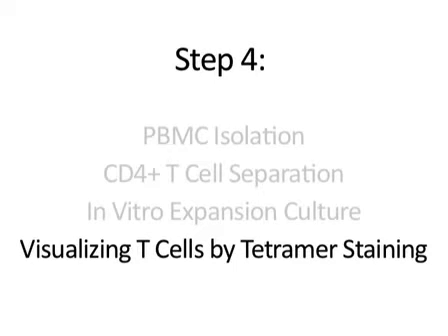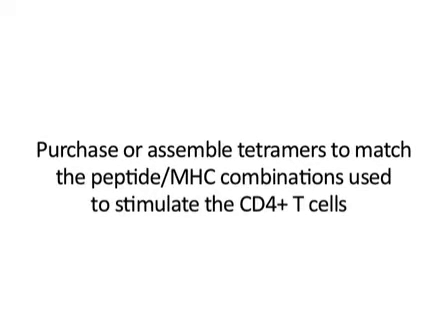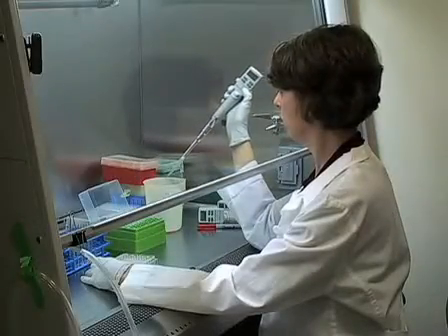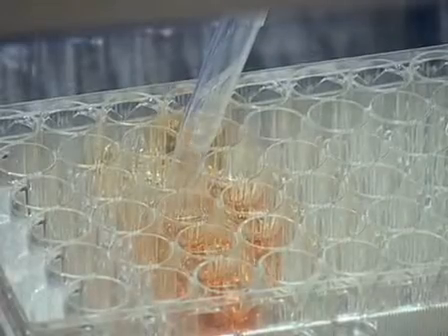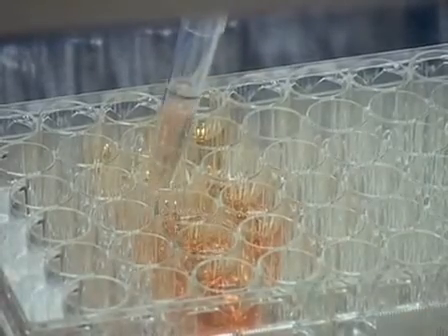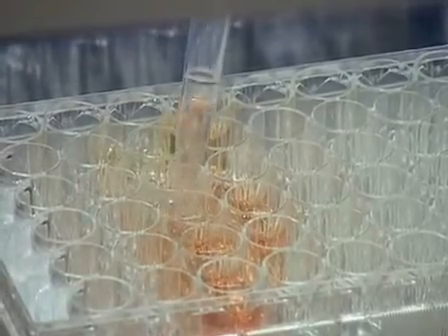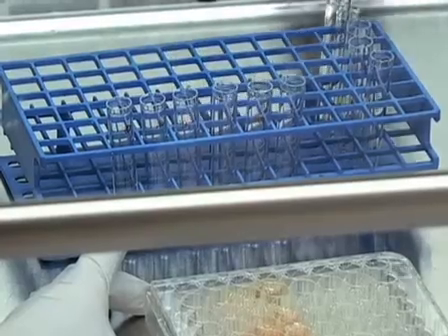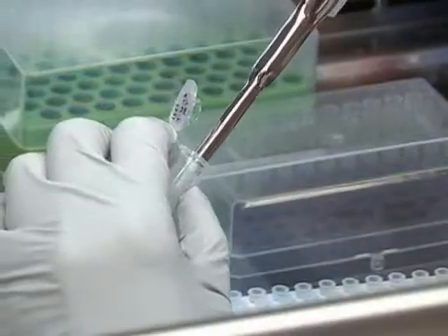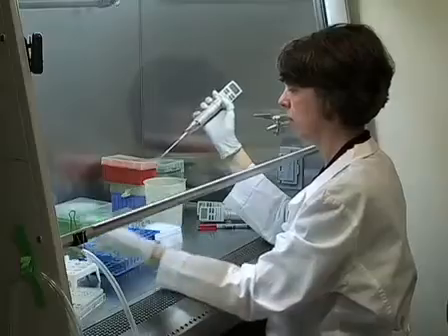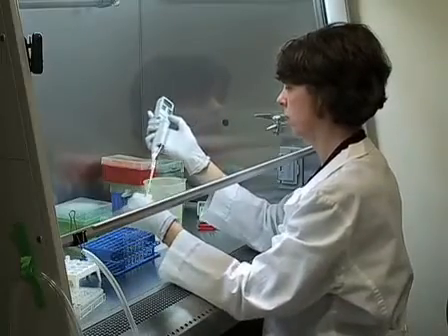Step 4. Visualizing T cells by tetramer staining. Purchase or assemble tetramers to match the peptide MHC combinations used to stimulate the CD4 positive T cells. Remove plate from incubator. Carefully draw off half of the media from each well. Transfer an aliquot of cells from each well, typically 75 microliters, or about 50,000 cells, into a 5 milliliter polystyrene FACS tube. Add tetramer, typically 1 microliter per 50 microliters of total volume, and place in 37-degree incubator for 1 hour.